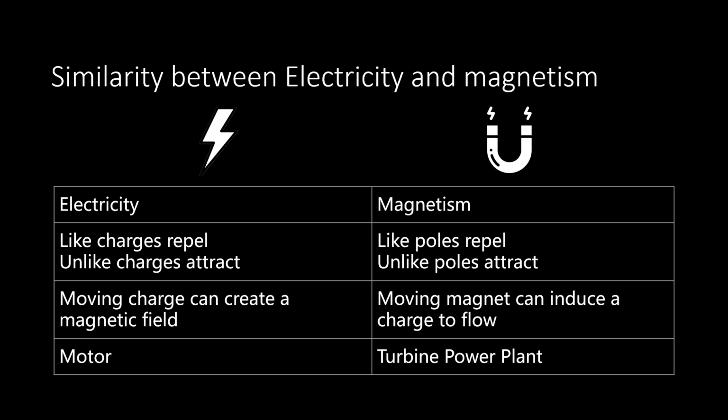There are a lot of similarities between electricity and magnetism, and here are some simple examples. For example, in electricity, like charges repel and unlike charges attract. There are similar rules in magnetism: like poles repel and unlike poles attract. Moving charge can create a magnetic field, and moving magnet can induce a charge to flow. And electricity can be used to power up a motor. If we turn the motor around, we can actually produce a turbine power plant.